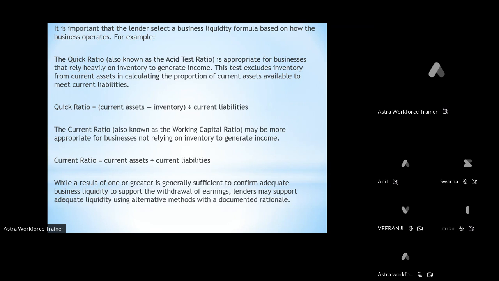Okay, asset and liability both are equal. There will be no losses. There will be no profit. So if there is no profit, then the borrower may not get the earnings from the business.